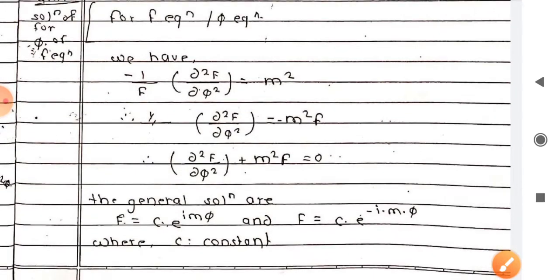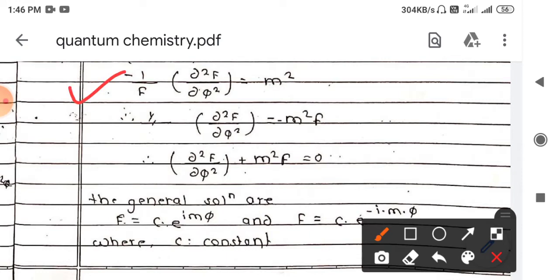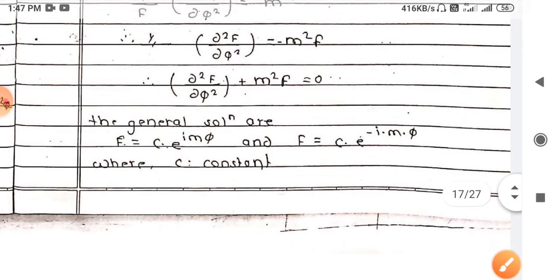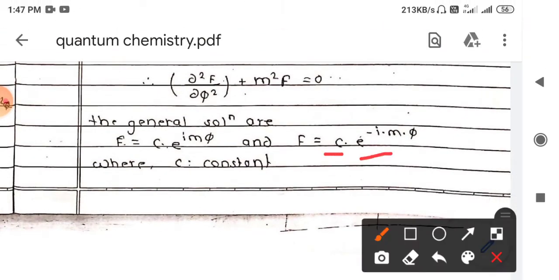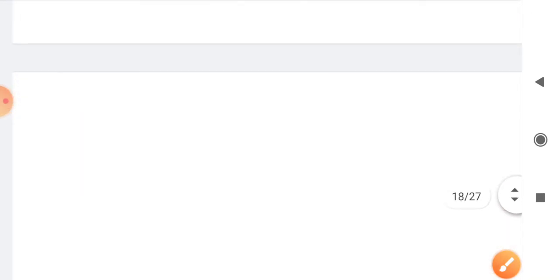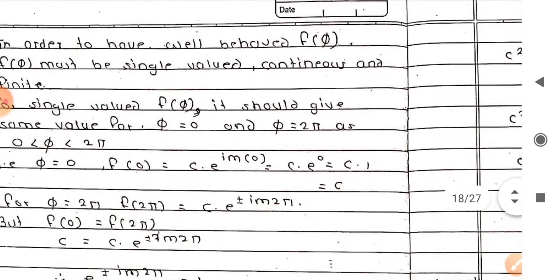And for this type of equation, that is a second order differential equation, we know the general solution. What is the general solution? f is equal to c into e raised to im phi, or f is equal to some constant c into e raised to minus im phi. This type of solution we have already seen for the 1D and 2D box. The same type of solution can be obtained for this f equation, where c is the constant whose value we need to find out.